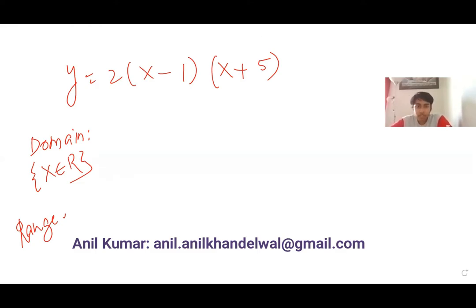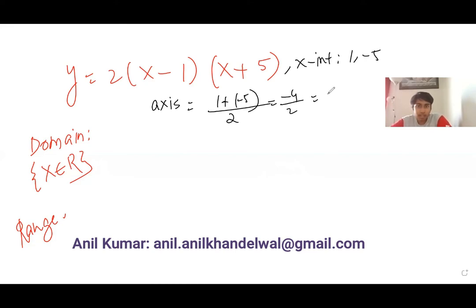Okay, for range, so if it's -5 and it's 1, it would be -2 as the axis of symmetry. So then we can just put it into x minus 1 and x plus 5. So that would be -3 and 3. That's -9, -18.